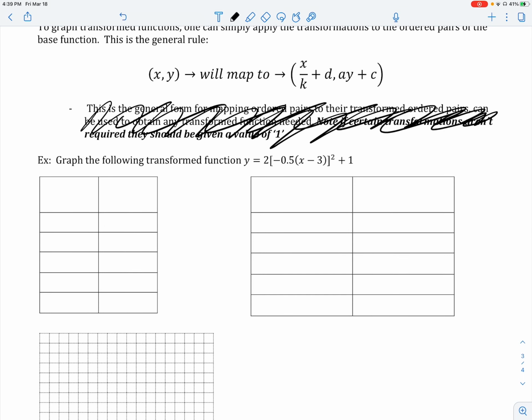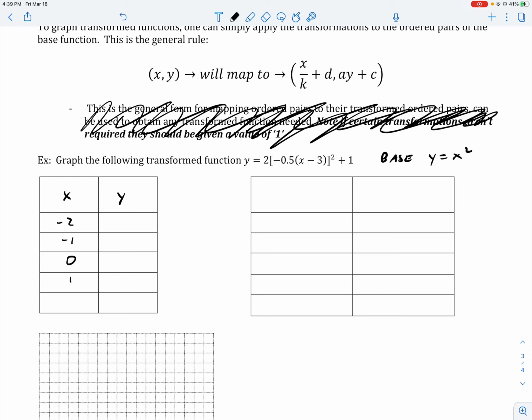So let's get right to this. We want to graph the following transformed function. So here's my equation. There's a lot going on here. First, let's identify the base. We always need to do that. The base is y equals x squared. That's my base function. I'm going to put that in over here. We're going to put in our ordered pairs for this, x and y.